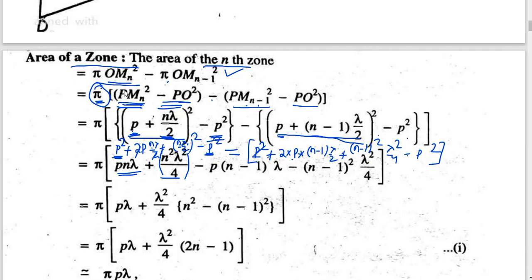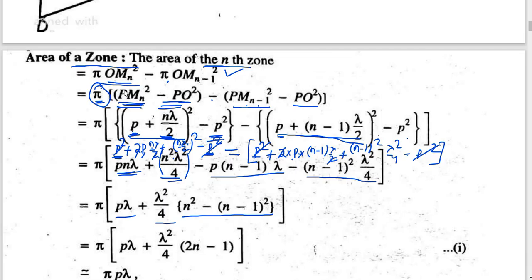So this p square and this p square are cancelled, as well as the first p square is cancelled. So the remaining part will be pi into p n lambda plus n square lambda square by 4 minus p into n minus 1 into lambda minus n minus 1 square lambda square by 4. Clear? So from the next, pi p lambda plus lambda square by 4 n square minus n minus 1 whole square.